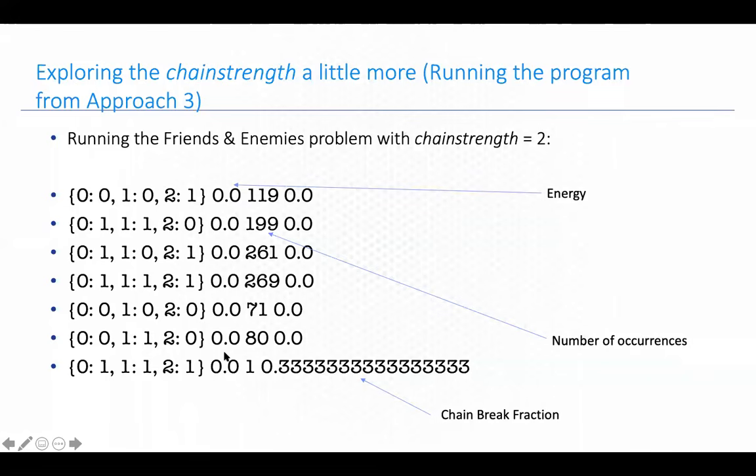Notice that in this case, there are 7 solutions. And this time, it's pretty good. But something happened here called the chain break fraction, and it's not 0. And what is this thing telling me? It looks like it's got a value of 1/3. And what does that mean?